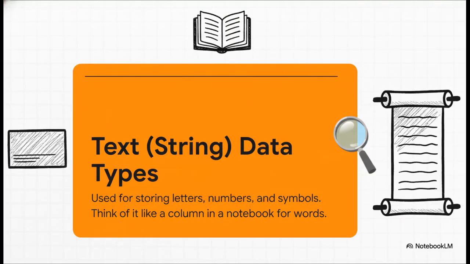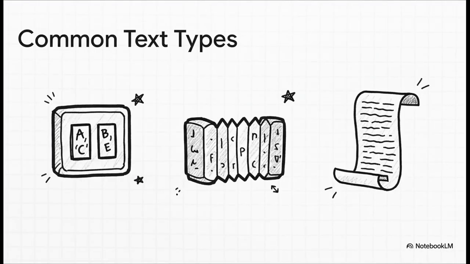Text data types, which you'll often hear called strings, can handle anything from a single letter to an entire novel. Here's a good analogy. Think of the difference between a small business card and a giant scroll. One is short and has a fixed size, while the other can be really long and flexible. Databases have specific tools for each of those situations.